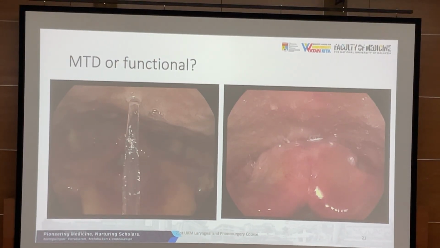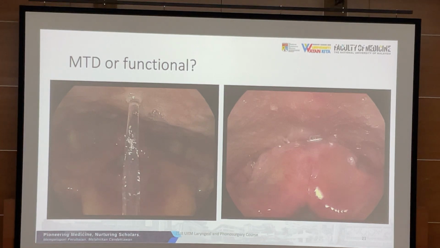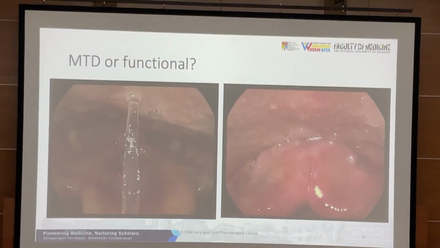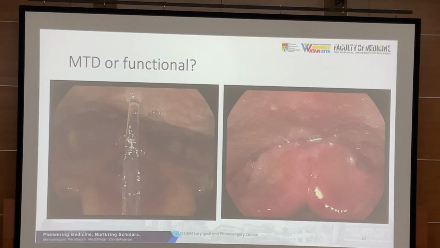Okay, so which one is MTD and which one is functional? This is right, that is left. The right one is MTD. The left one is functional. Someone who's talking like this, and you do the examination, there's no mucosal wave being generated. The patient is not speaking properly. She forgot how to speak, and the larynx is in a locked position.